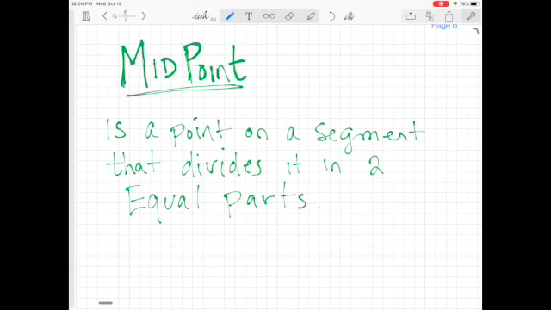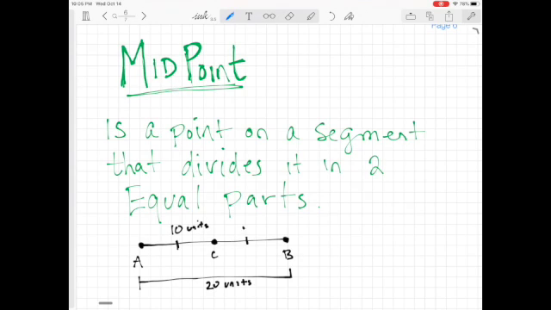Okay, now let's talk about the midpoint. The midpoint is a point on a segment that divides it into two equal or congruent parts. So say, for example, I've got this segment here, and I know that AB is 20 units. So the midpoint would be right there in the middle, where both AC and CB would be 10 units each. It's that point that divides a segment into two congruent segments.